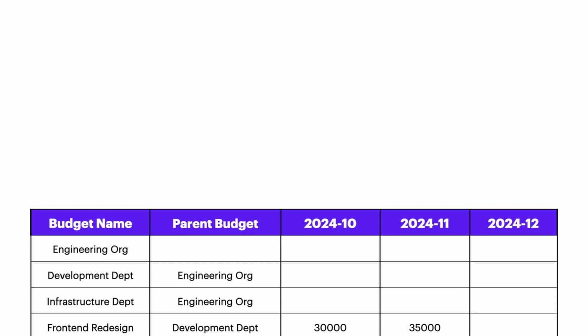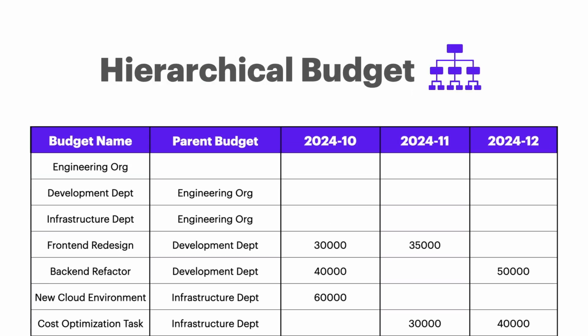This feature allows you to roll up and report on various budgets in an organizational fashion, as well as drill down and see individual team budgets. So what is a hierarchical budget exactly?